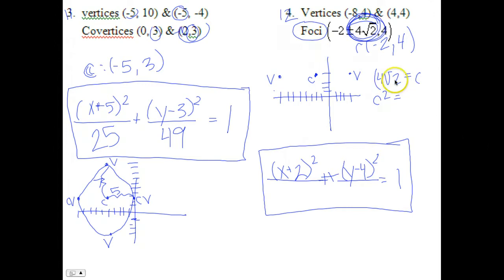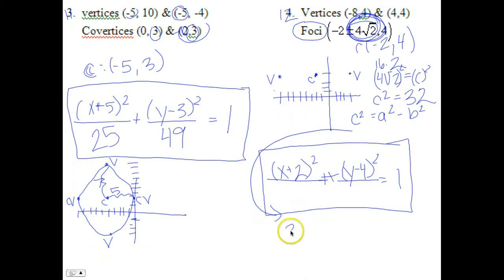So c squared, if we were to square this value, we get 16 times 2, so c squared equals 32. And if you remember the equation for the foci of an ellipse, it's c squared equals a squared minus b squared. Now here we know what c squared is, and I'm just going to write it down here. We know it's 32. We also are able to find a squared, and once again that's going to be the distance from the center to the vertex, which is 6. 6 squared is 36. So a is 6, so a squared equals 36.